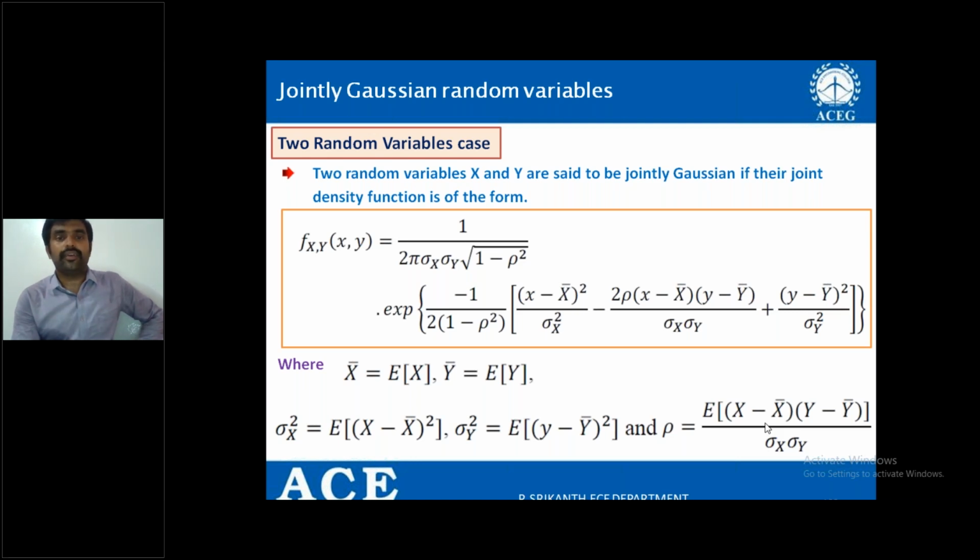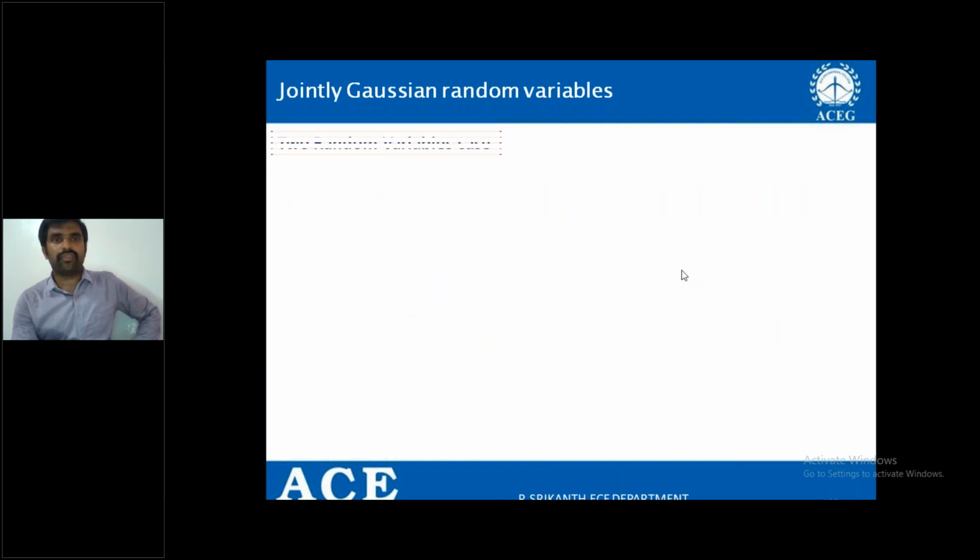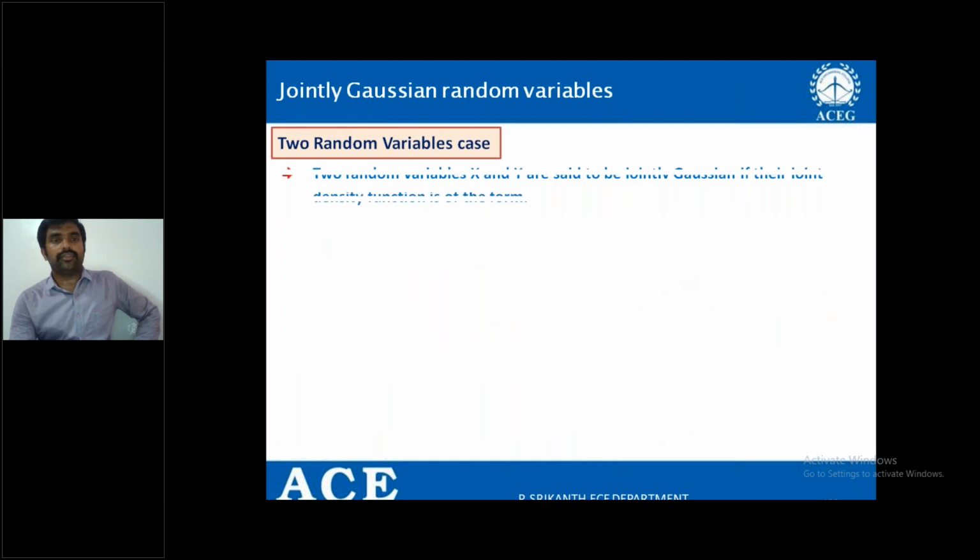It is a very important equation for communication applications. That is, if the two random variables x and y are jointly Gaussian, then you can write the density function like this. Am I clear? Right?